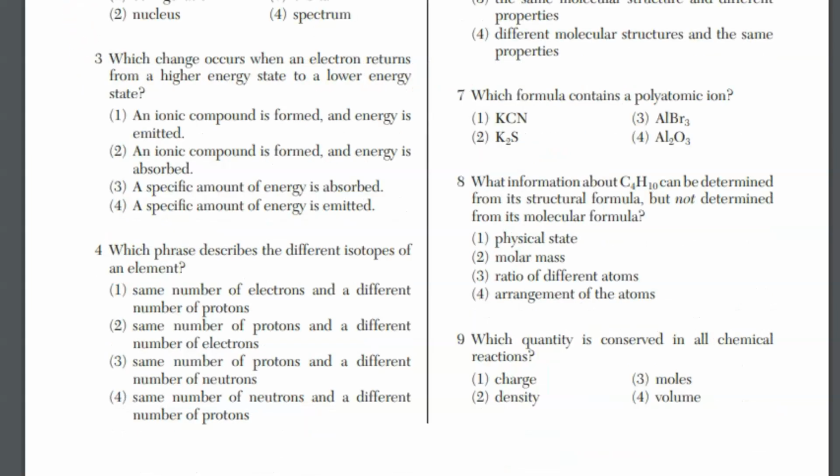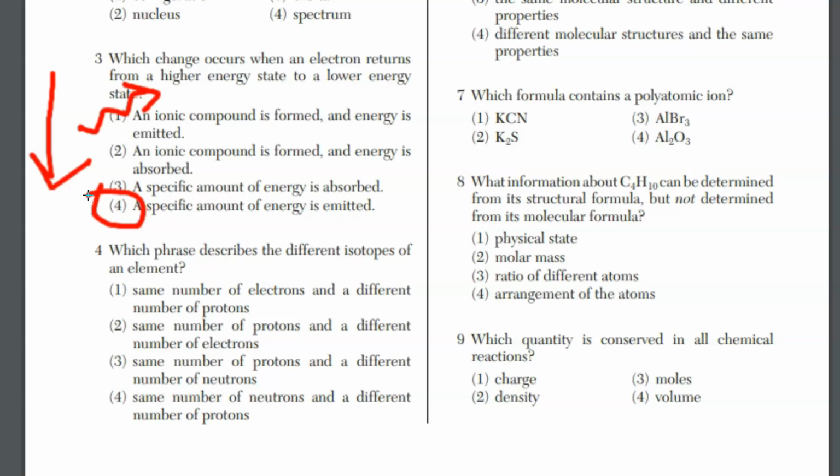For number 3, which change occurs when an electron returns from a higher energy state to a lower? So we're going from high to low. When that happens, you have energy that is going to be emitted, which is choice 4. Nothing to do with ionic compounds. If an atom absorbs energy, then the electron moves to a higher energy state, but when it drops back down, it releases, which is emitted, or choice 4.